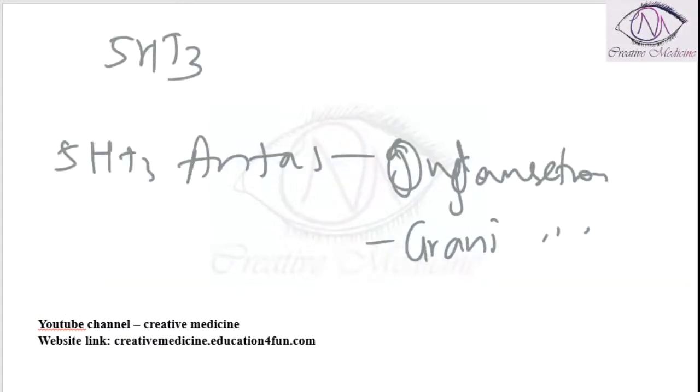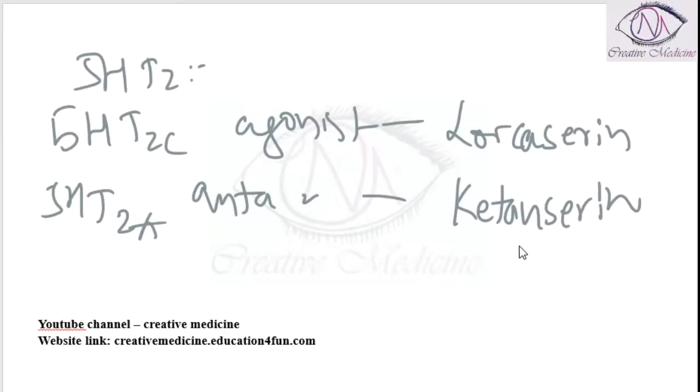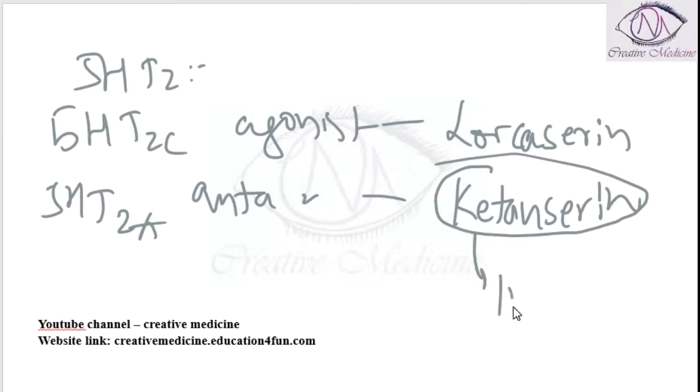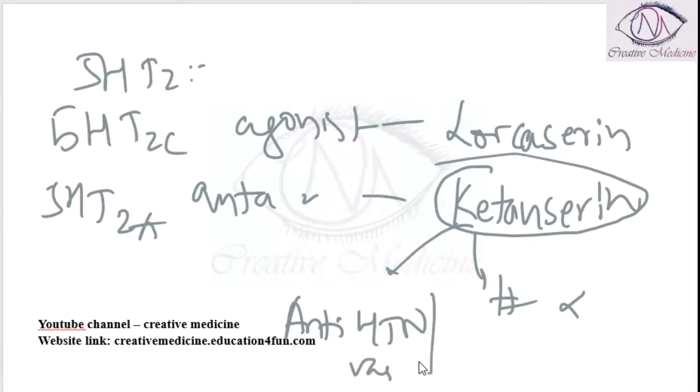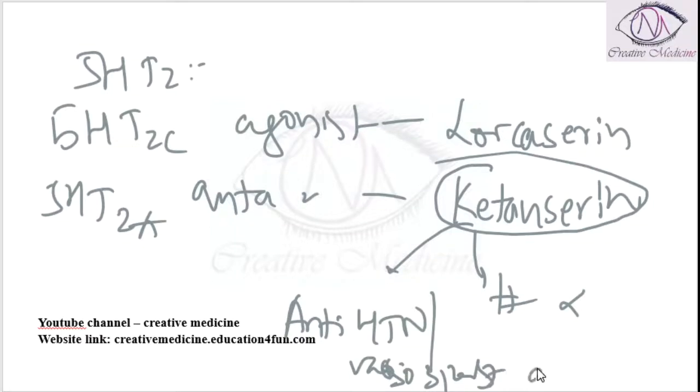Then we have ketanserin. Ketanserin is a 5-HT2A antagonist. Ketanserin also blocks the alpha receptor. Thus, it is an antihypertensive medication. It is used as an antihypertensive or it is used in vasospastic disorders.